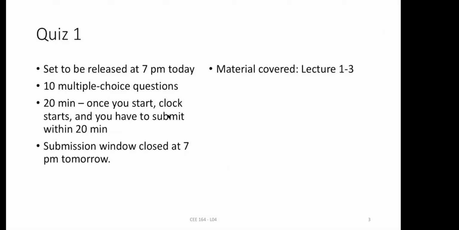Quiz 1 today will be released at 7 p.m. It has 10 multiple choice questions, each question is 2 minutes, so you have 20 minutes, unless you go through CAE where you get extra time for your accommodations. Again, the clock starts the moment you open it. When you open it, it gives you instructions and asks if you want to proceed. The moment you click proceed, that means you have 20 minutes from that time. The submission window will close at 7 p.m. tomorrow. So at the latest, I would open it at 6:40, because if you open it at 6:50, you still have 10 minutes maximum, because at 7 o'clock it will close.